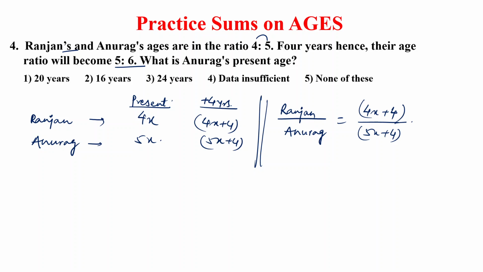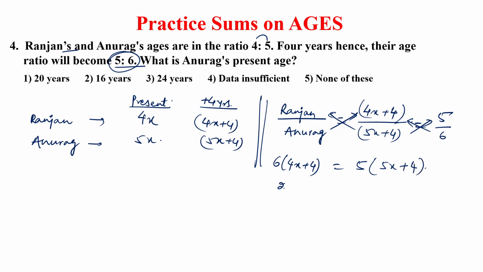According to this, to find the value of x, what will we do? We will do cross multiplication. That means the ratio of these two will be equal to the ratio of these two. Ranjan to Anurag is 5:6, they have told. So this is 5 and this is 6. Cross multiplication like this. That means 6 times (4x plus 4) is equal to 5 times (5x plus 4). That means 24x plus 24 is equal to 25x plus 20.